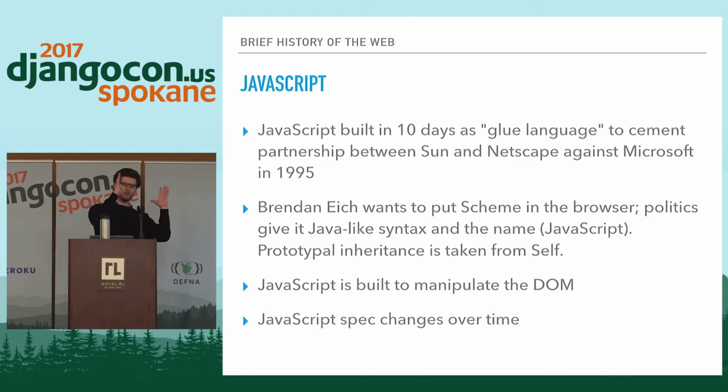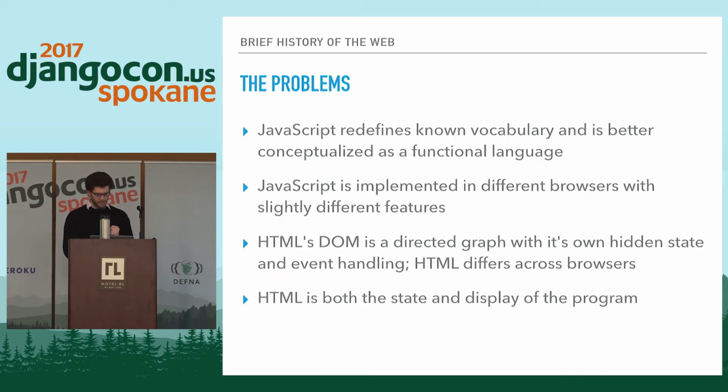And so now that we have the history of HTML and of JavaScript, we really understand the core problems here, right? JavaScript has vocabulary that we think means one thing, and it actually means something completely different. Classes don't mean what you think it means. JavaScript and HTML are implemented slightly differently in all of the browsers, and JavaScript has slightly different features in each one of these browsers according to its version.